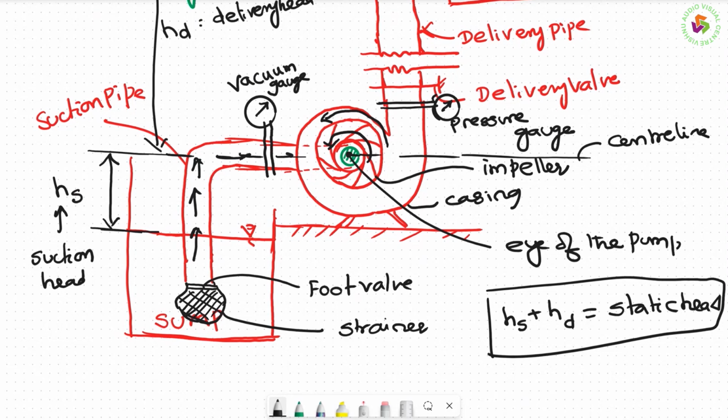When the impeller is rotating, the water is being sucked from the sump and coming to the center of the pump. There the water will be rotating, wherein the energy is imparted to the water. With that high pressure energy, it leaves through the delivery pipe to the required height. So this is the basic functioning of the centrifugal pump.